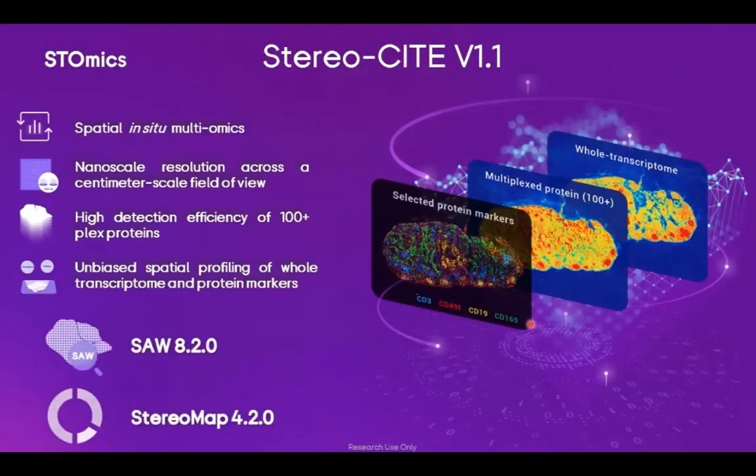The Stereo-CITE version 1.1 platform has seen significant updates. It maintains nanoscale resolution across a centimeter-scale field of view, allowing for the capture of more genes and over 100 proteins at the same time. This results in high-quality, unbiased spatial data for both the whole transcriptome and the target protein.